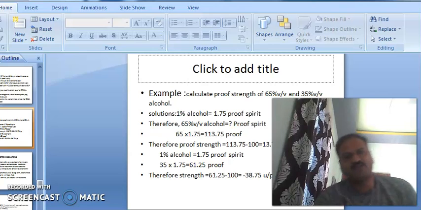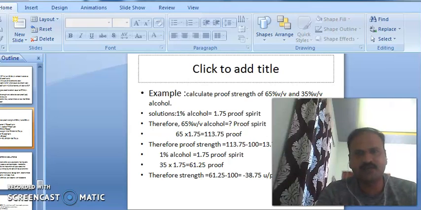1% alcohol is equal to 1.75 proof spirit. 35 into 1.75 is equal to 61.25 proof. Therefore, the strength is 61.25 minus 100, which gives minus 38.75. It is also underproof. This is regarding proof spirit.